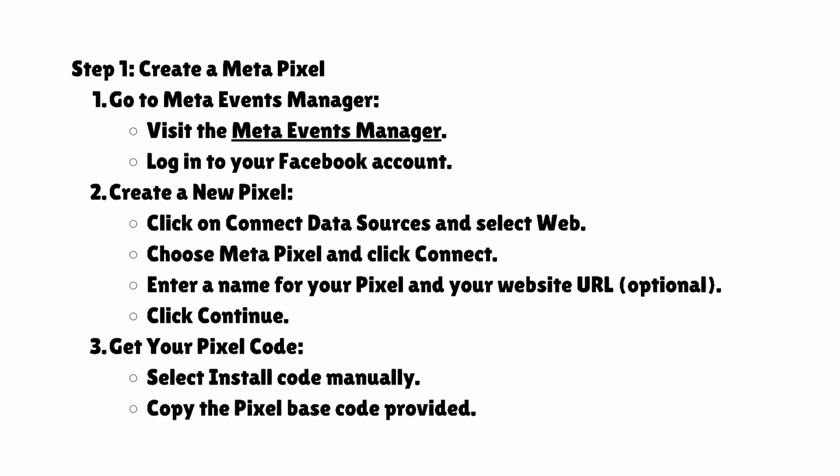Click on Connect Data Sources and select Web. Choose Meta Pixel and click Connect. Now enter a name for your pixel and your website URL, then click Continue. Now get your pixel code. Select Install Code manually, and then copy the pixel base code provided.